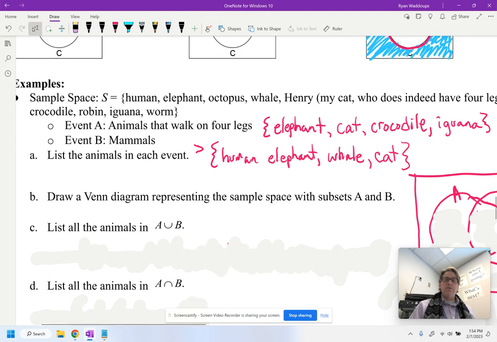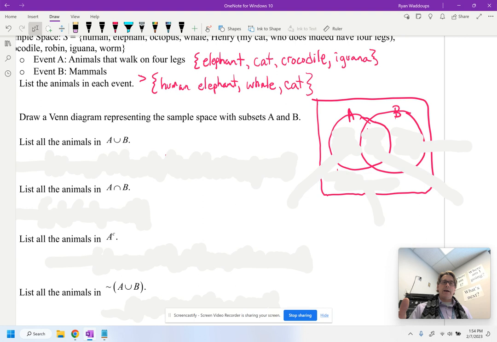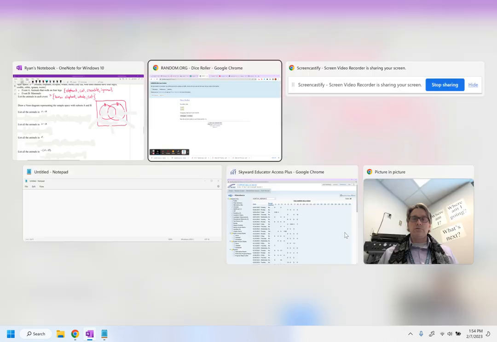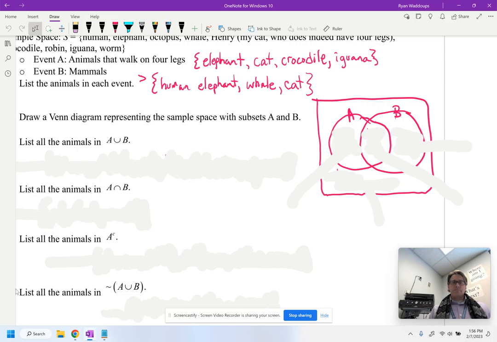We've just done that. Now we draw a Venn diagram representing the sample space with subsets A and B. A being animals that walk on 4 legs, B being mammals. Go ahead and do that, and then we'll share answers. Okay, so the first thing that I would do is I'd fill out the middle space. What are animals that are both animals that walk on 4 legs and are mammals? Who's got that? Micah. So elephant and cat, elephant and Henry, yes.